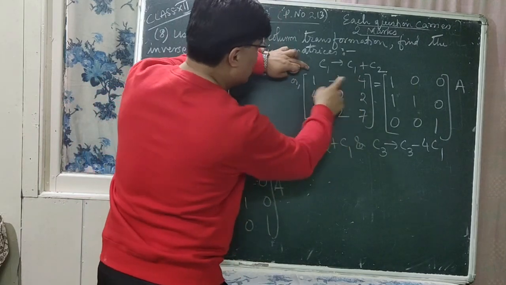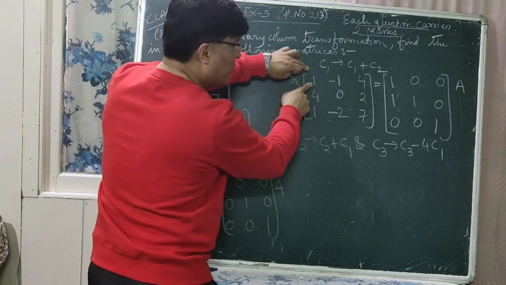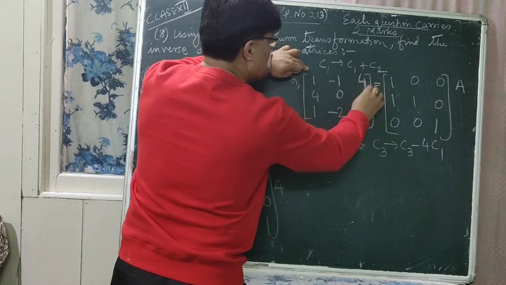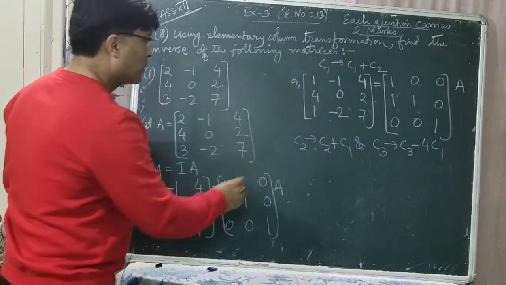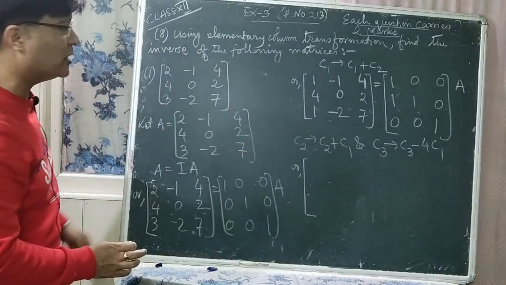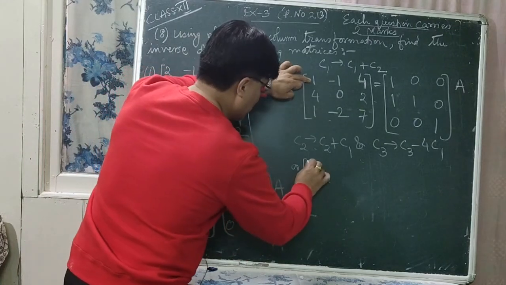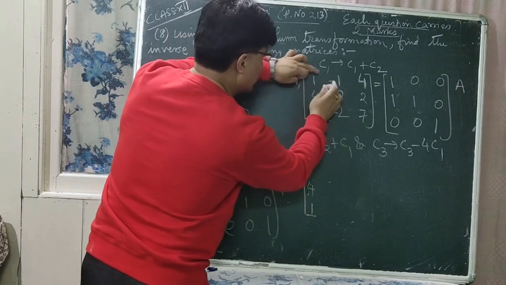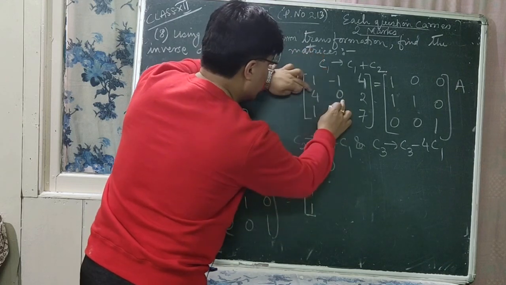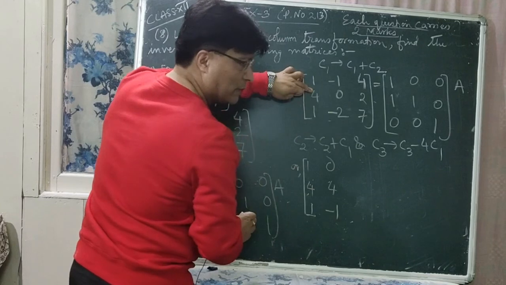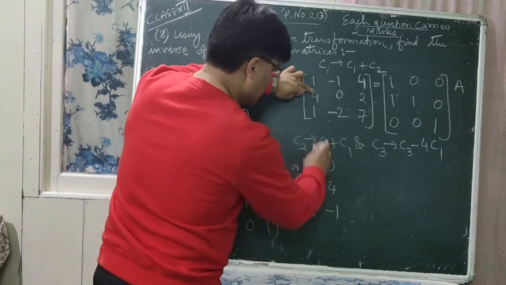How can you make it 0? This 1 should be multiplied by 4 and it should be subtracted from column 3 so that this 4 will be 0, right? Now here only column 2 and column 3 are changing. So column 1 remains same, 1 4 1. What is C2 plus C1? Minus 1 plus 1 is 0, 0 plus 4 is 4, minus 2 plus 1 is minus 1. This is your column 2.